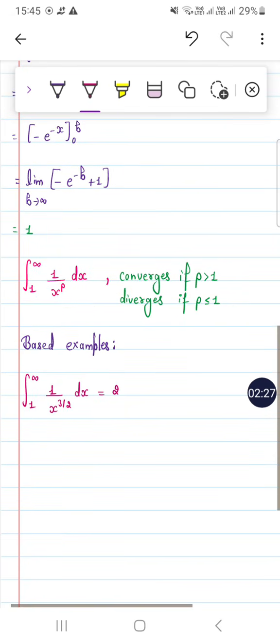Now, as we know, the integral from 1 to infinity of 1 over x to the power p dx converges if p is greater than 1 and diverges if p is less than or equal to 1. So an example is 1 over x to the power 3 by 2 from 1 to infinity. It will converge because p is greater than 1.